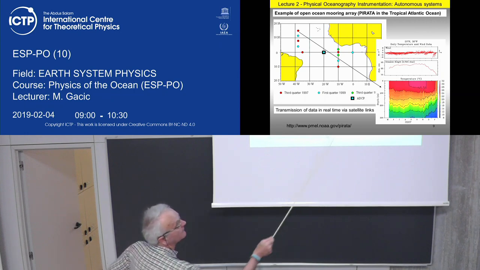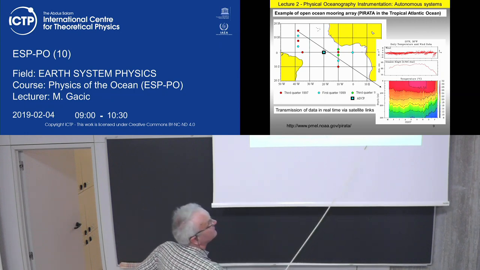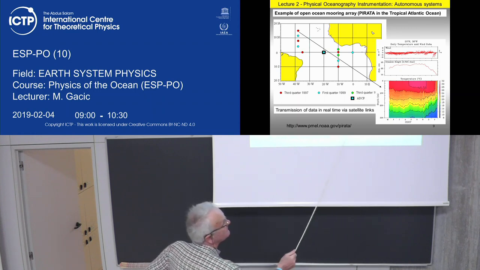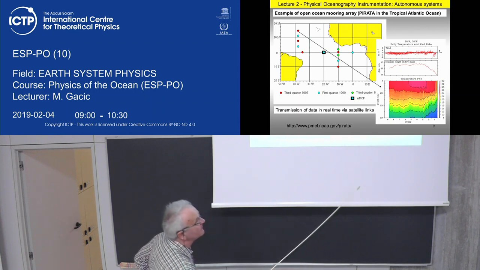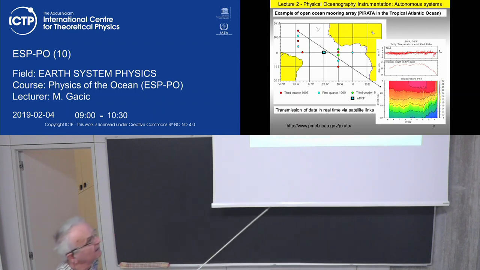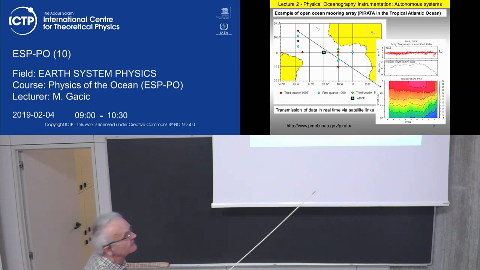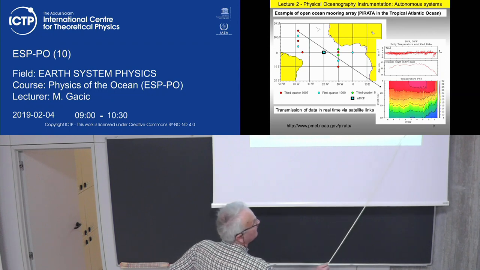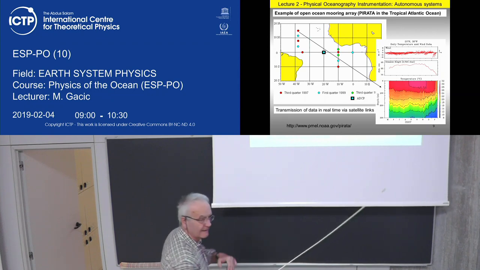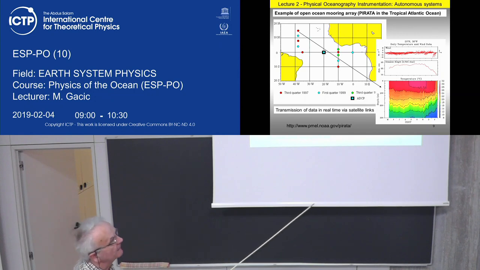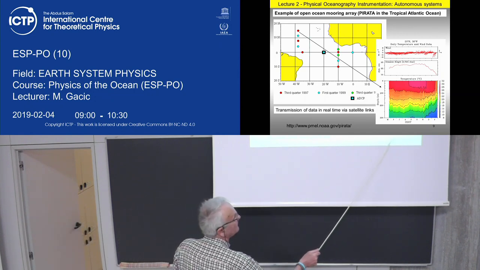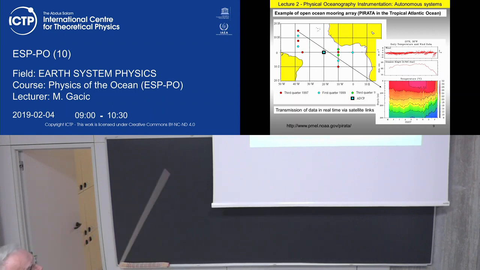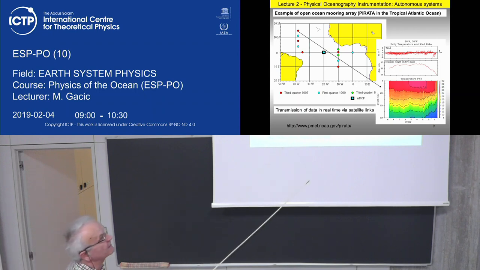So then you have the temperature and wind data, and you have a dynamic height calculation. This is the temperature from 0 to 300 meters. Here you can see quite nicely the presence of the permanent thermocline. In January this permanent thermocline is quite close to the surface, and you can see that below 300 meters more or less there are no important changes, at least in this thing here.